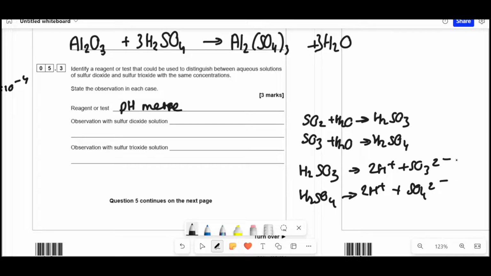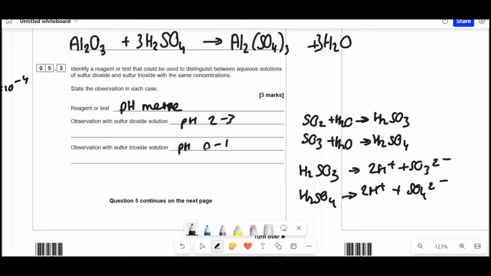Which then we need to distinguish what their behaviors will be like in terms of how many H pluses we get. And obviously we can see there's a 2 and a 2 here. However, sulfuric acid is a stronger acid. So if it's a stronger acid, it means it dissociates more, so you'll have more H+. So for sulfur trioxide, its pH is going to be much lower. So it's around 0 to 1, whereas sulfur dioxide's pH is 2 to 3. Or alternatively, you could use universal indicator. So this would be like orange to red. That would be more red.